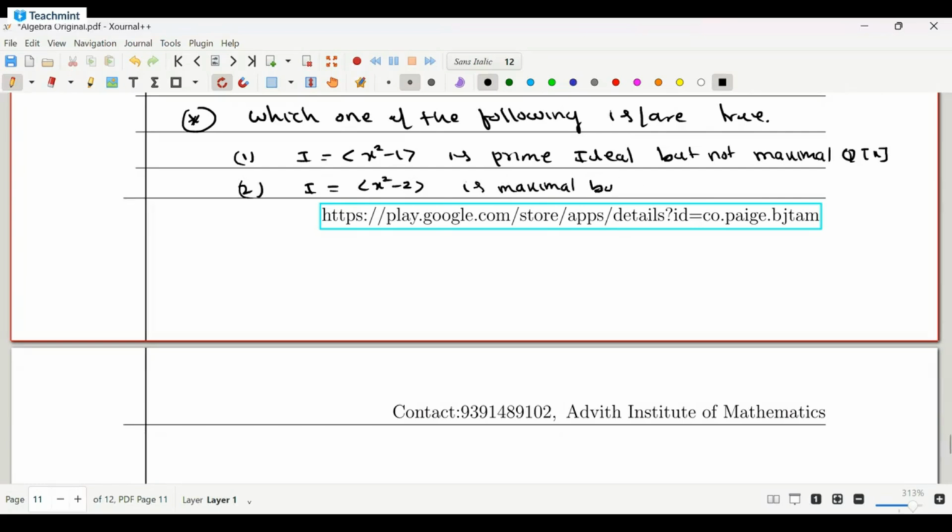maximal but not prime. Sorry, maximal ideal but not prime, in Z over x. And 3, I is equal to the ideal generated by x is a prime ideal but not maximal.